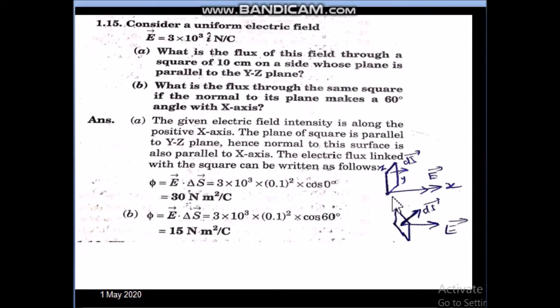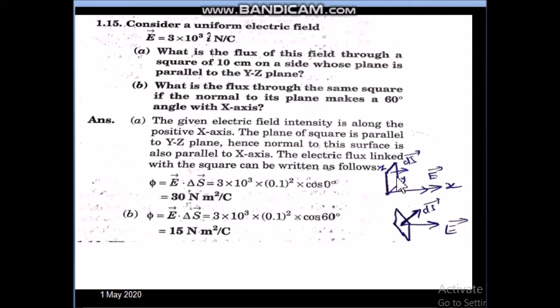Let us understand this with the help of the diagram given here. A square we have to draw in YZ plane. So suppose we have drawn a square in YZ plane and the electric field is available in x direction only. So we have to calculate the flux related to this square. Now, as we have discussed before, and in our Gauss theorem applications also we have seen, electric flux is calculated by the formula E dot ds vector.